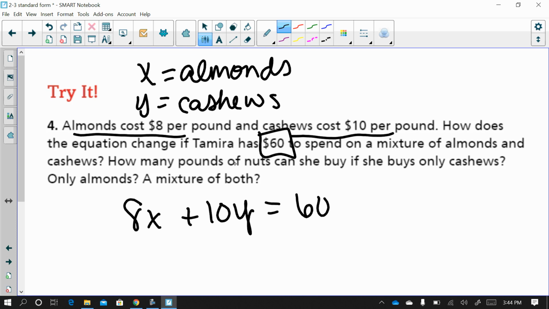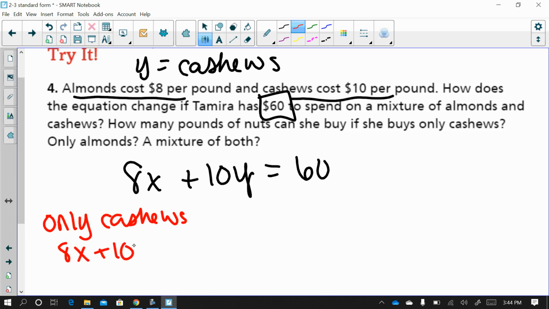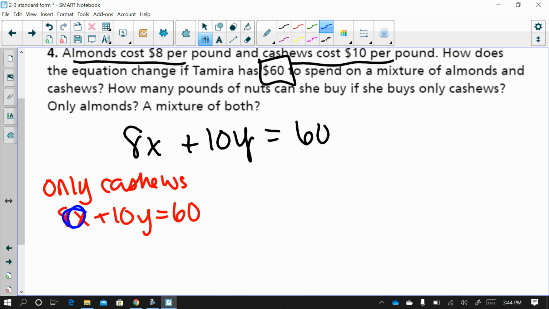Now I want to know how many pounds of nuts can I buy if I only buy cashews. Okay, so I buy 0 almonds. So only cashews. Which one was almonds? Oh, it's this guy. So this guy goes to 0. Okay, we want 0x. So boom, this guy's gone. 10y equals 60. I can get 6 pounds of cashews if I only buy cashews.